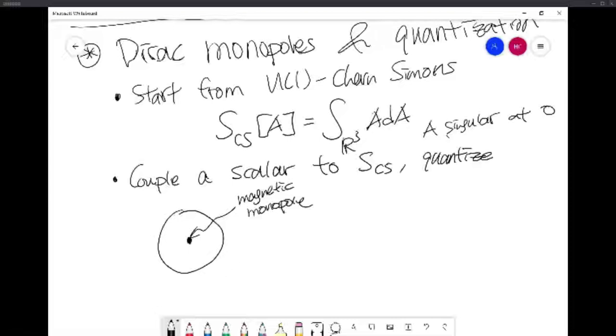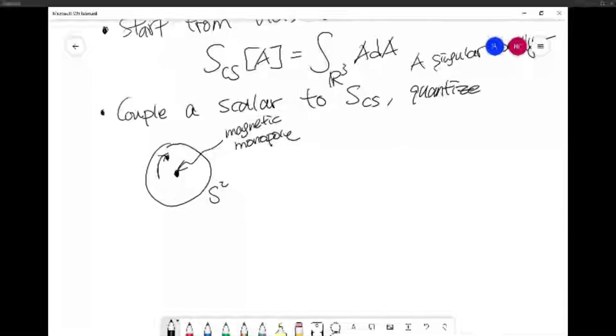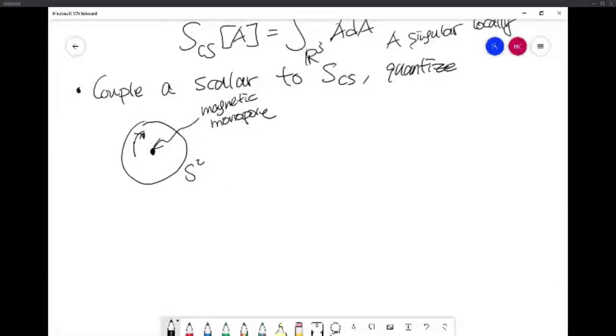And this is the unit sphere around the magnetic monopole. It doesn't have to be at the origin, right? Singular locally. And I want to quantize this particle that is moving around on this sphere. I'm going to quantize the particle that's moving on this sphere. So to begin with, let's think about just quantizing a particle on a sphere, right?